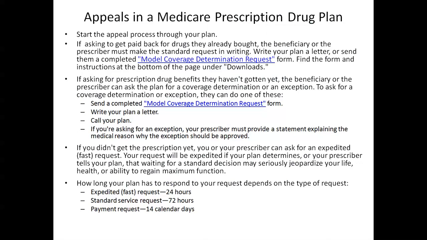If you didn't get the prescription yet, you and your prescriber can ask for an expedited one, especially if they're needing the medicine right now. So I highly recommend asking for an expedited one. If they ask for an expedited one, the plan has 24 hours to make a decision. If it's a standard service request, it's 72 hours. Any payment request is 14 calendar days. So that's the appeals in the Medicare prescription drug plan.